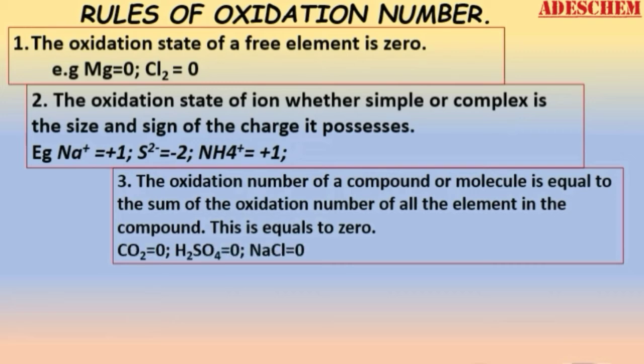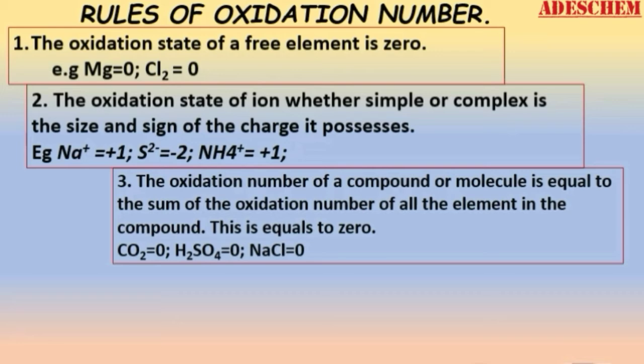Take, for instance, these examples of molecules or compounds. This is carbon(IV) oxide. Carbon(IV) oxide is a molecule. The oxidation number is equal to what? 0. H2SO4, that is tetraoxosulfate(VI) acid, is also a compound as well. The oxidation number is equal to 0. And you also have the same thing for sodium chloride.